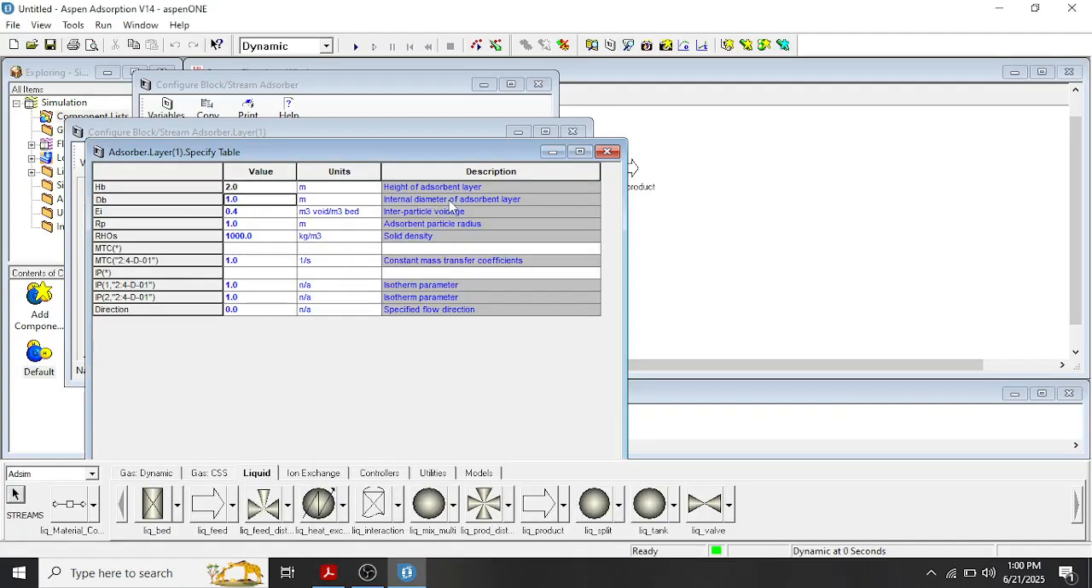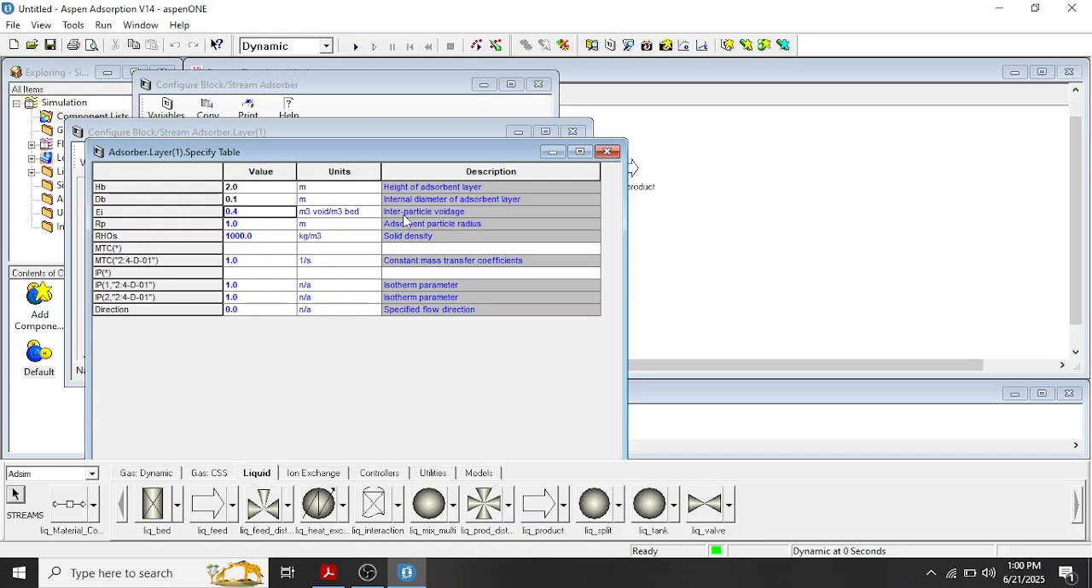What is the internal diameter of the adsorbent layer? I'm assuming this one, 0.1. You can use 0.3, 0.4 meter, 0.5 meter. And this is the interparticle void fraction. Actually, this is the void fraction. This shows the void fraction of the bed.